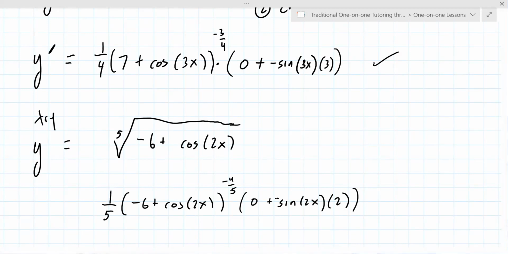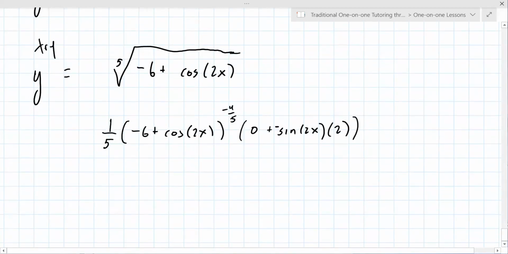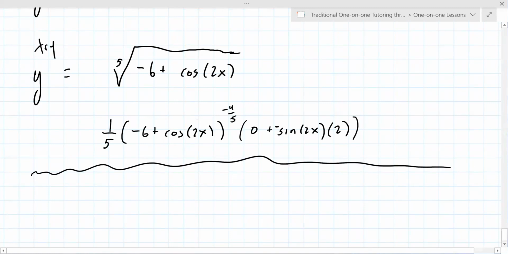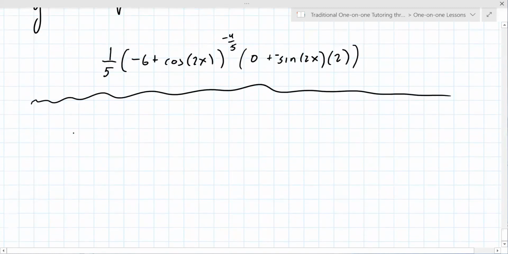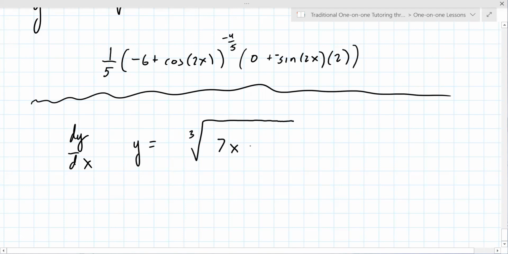Got it. All right, let's try a little wrinkle on this, because there are lots of variations. I don't know the depth you're getting in class, but there are so many different ways to make this problem more challenging. y equals the cube root of 7x minus sine 2x. So give this a try on your own, please. Then we'll work through it together if needed.